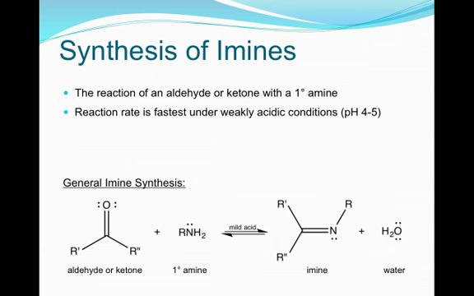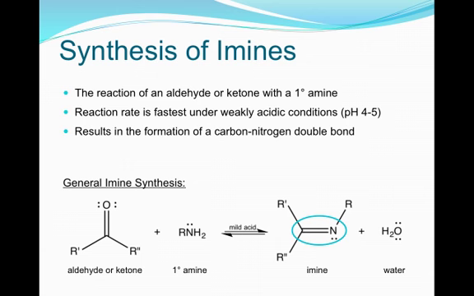Under strongly acidic conditions, the amine would be protonated and could not participate in the reaction, as we will see shortly in the reaction mechanism. The result of this transformation is the bonding of the amine and aldehyde or ketone compounds via a carbon-nitrogen double bond. Note that imine formation is reversible. The reverse process is referred to as imine hydrolysis. To minimize imine hydrolysis and maximize the yield of the imine, water is often removed from the reaction system as it is formed.